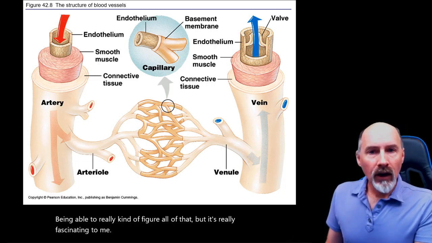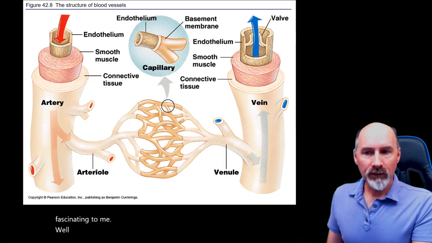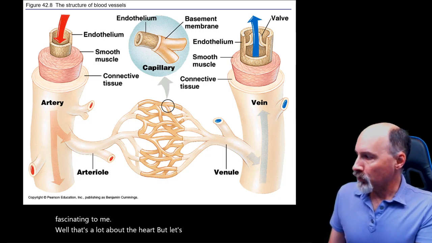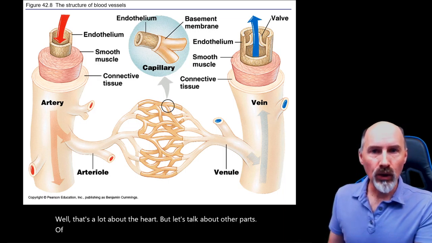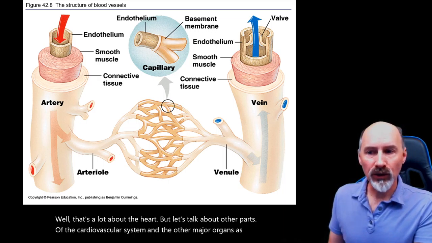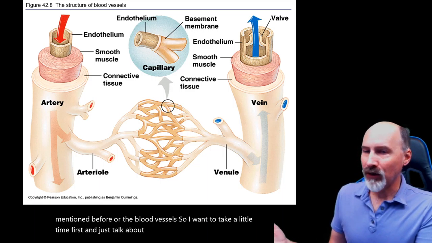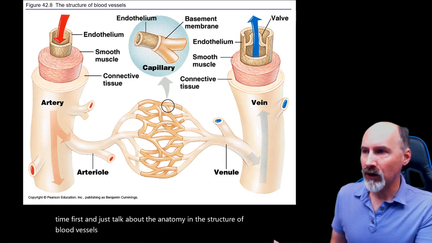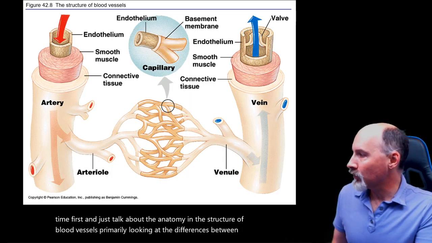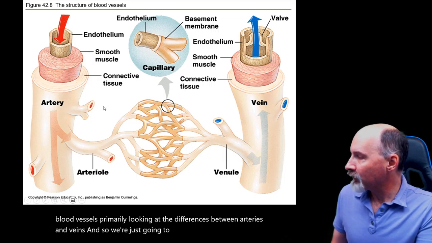All right. Well, that's a lot about the heart, but let's talk about other parts of the cardiovascular system. And the other major organs, as we mentioned before, are the blood vessels. So I want to take a little time first and just talk about the anatomy and the structure of blood vessels, primarily looking at the differences between arteries and veins. And so we're just going to work through this figure right here.